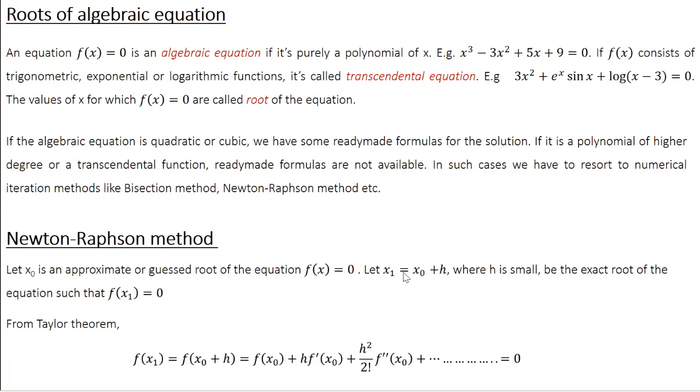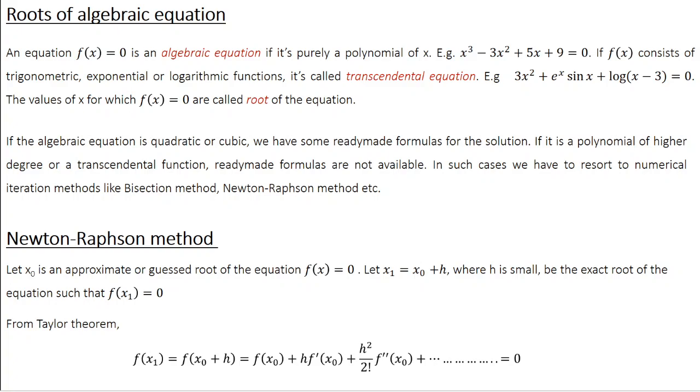Now the trick here is that your initial guess should be close to the exact solution. So if I write x1 equal to x0 plus h, the difference h should be very, very small. Only then this method will work with good accuracy. So once again, x1 is the exact solution at which I need to arrive, and x0 is the initial guess. So starting from x0, you need to finally arrive at x1.